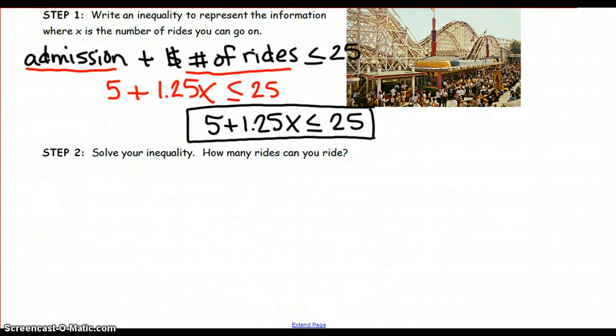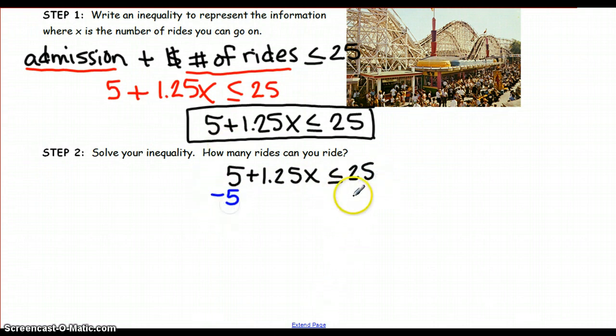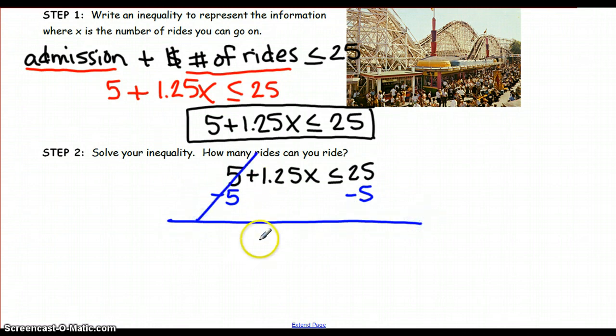All right, step 2 says solve the inequality and how many rides can you go on. So I'm going to go ahead and rewrite the problem. So we've got 5 plus $1.25x has to be less than or equal to 25. First thing we're going to do is subtract 5 from both sides of the inequality. When we do that, we get $1.25x.